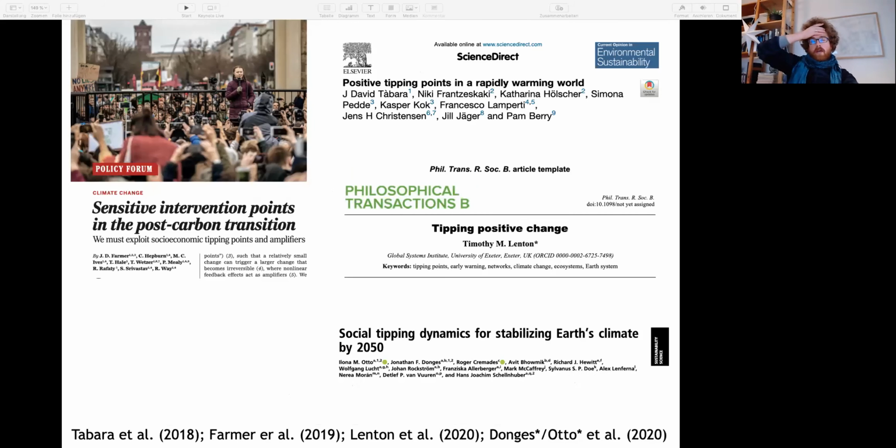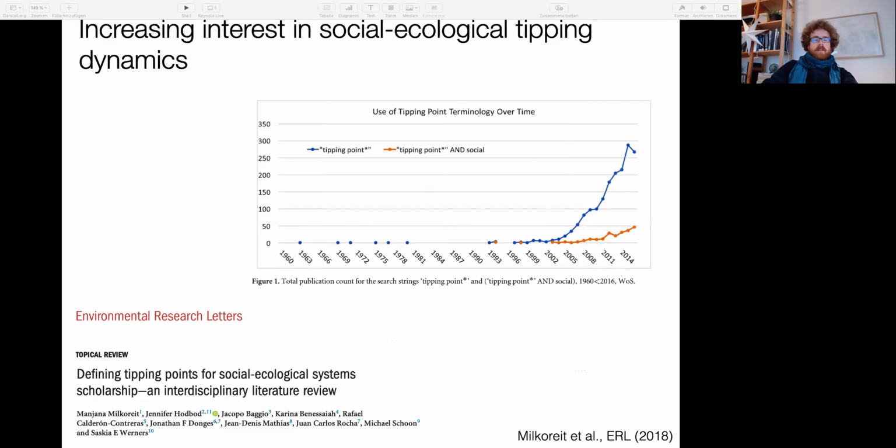A lot of high-level papers have been covering this topic recently. So this general question: are there these positive tipping dynamics that could actually mitigate climate change? And there's also generally an increasing interest in this topic of social ecological tipping dynamics in the literature. This is from a literature review that we did. Even over the past decades, you can see this particular rise starting in the 2000s here.